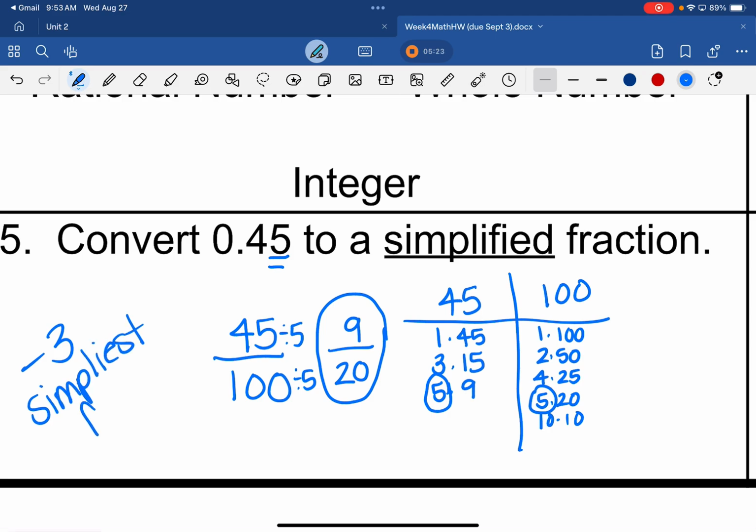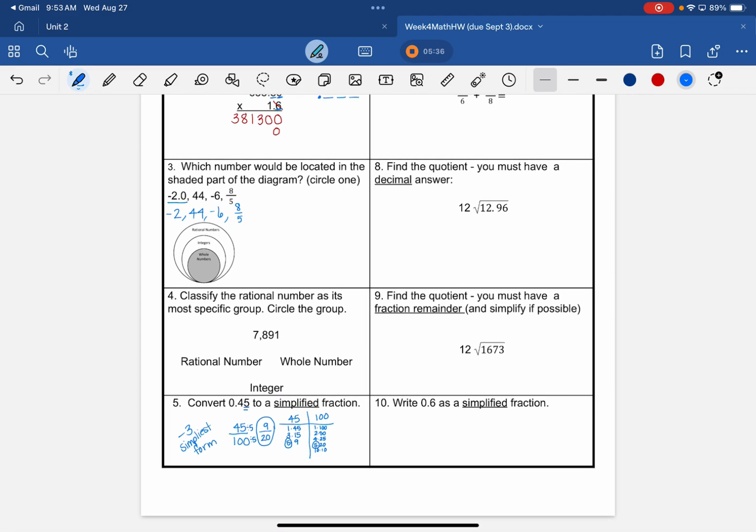Okay, so I wouldn't mark it all the way wrong, but I would take away 3 points. And then if you got your homework back and you were like, ugh, I missed it, I was going too fast, you could put it in simplest form and give it back to me, and I'll give you back the 3 points. All right.